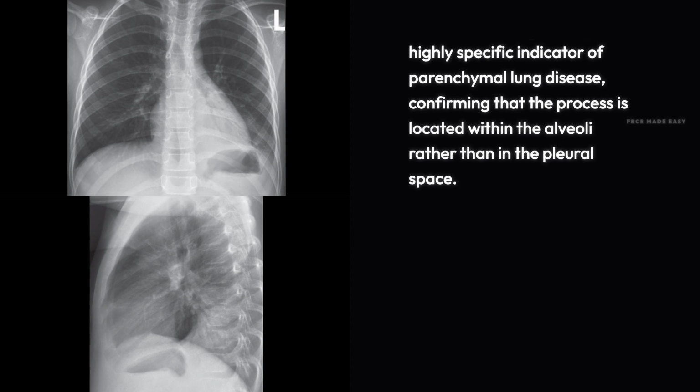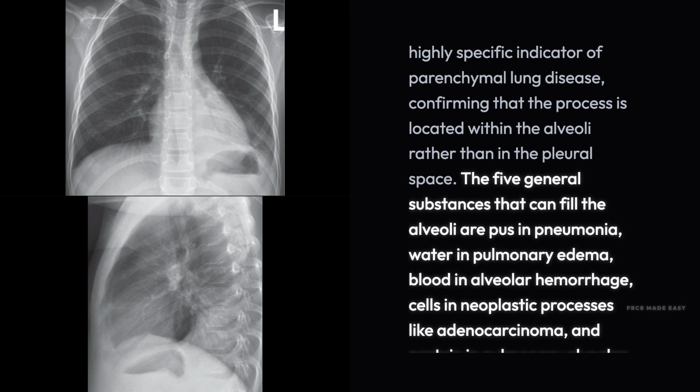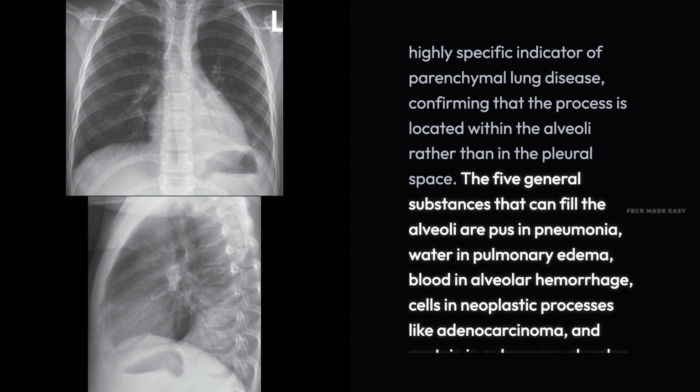The 5 general substances that can fill the alveoli are pus in pneumonia, water in pulmonary edema, blood in alveolar hemorrhage, cells in neoplastic processes like adenocarcinoma, and protein in pulmonary alveolar proteinosis.